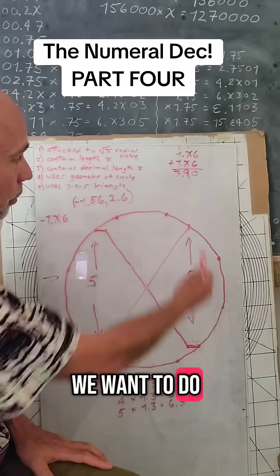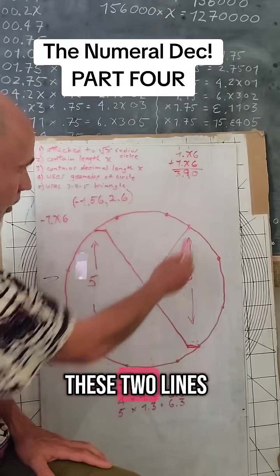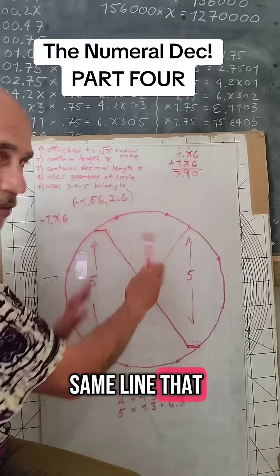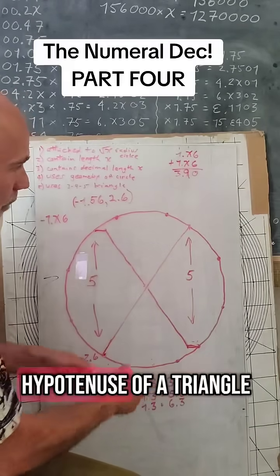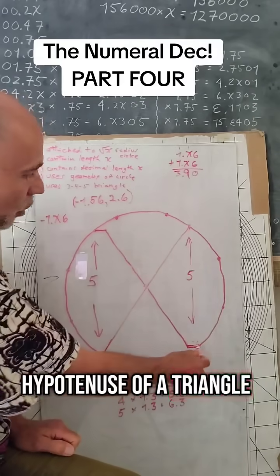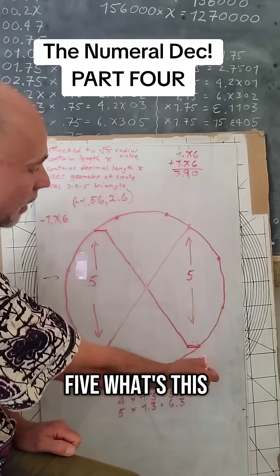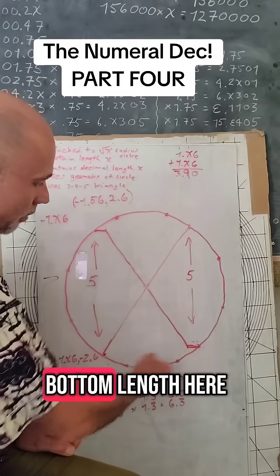So now what we want to do, we've basically connected these two lines, but here we're not doing the same line. The X isn't perfect, it's a little bit off. So we've created the hypotenuse of a triangle. One side of the triangle has the length of 5. What's this bottom length here?